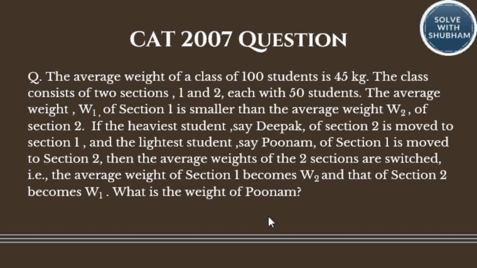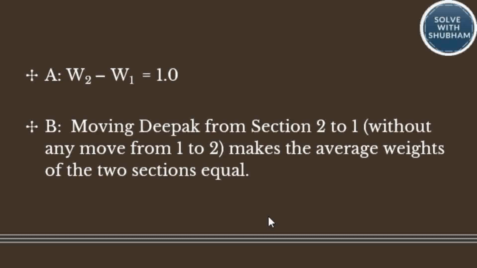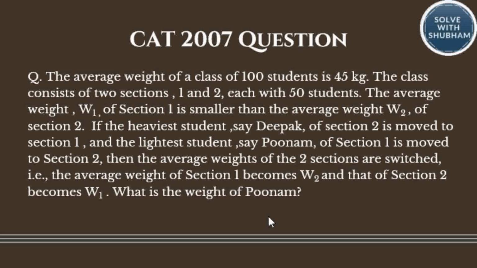So this is the data given to you. Now followed by two statements. Statement A: W2 minus W1 is 1. Statement B: moving Deepak from section 2 to 1 without any move from 1 to 2 makes the average weights of the two sections equal. Now, based on the given question, we will make a table. We will see what all data is given and then we will see which statement A, B, or A plus B, or none of them are suitable to give us the answer.